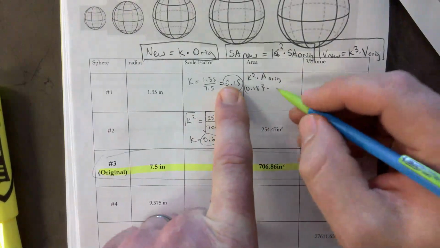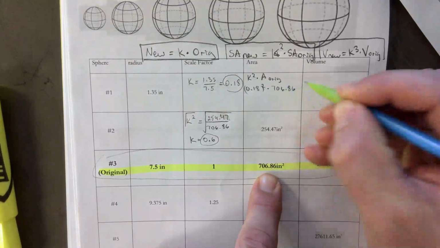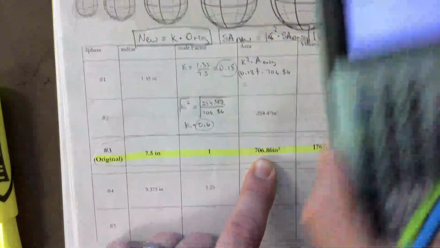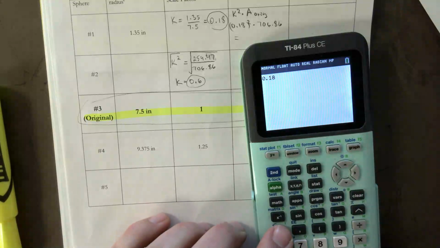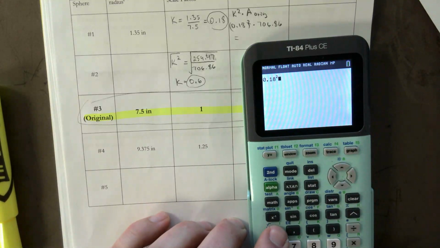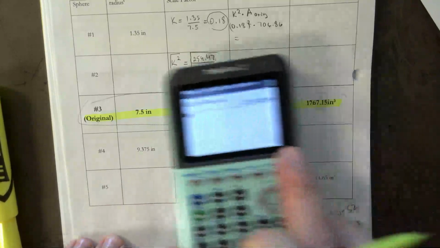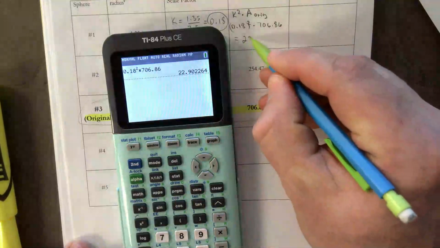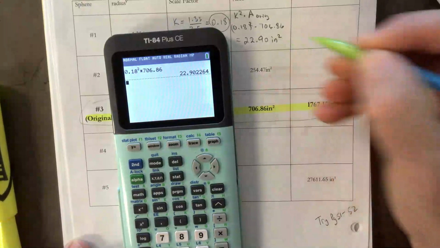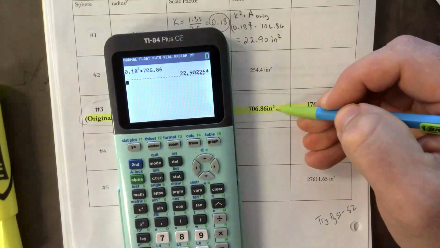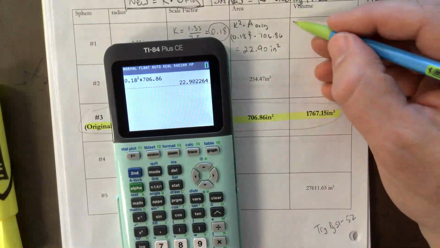Once you have your scale factor, just square it and then just go 706.86. Then grab your calculator and just go 0.18, press the x² button, and then multiply it by 706.86. So that is your new area, and it's squared inches because we go off of what we have to begin with, right? There we go. What about the volume?